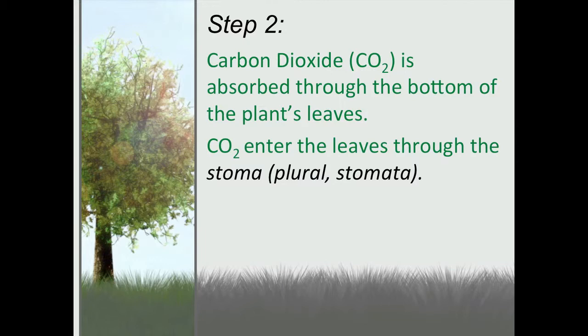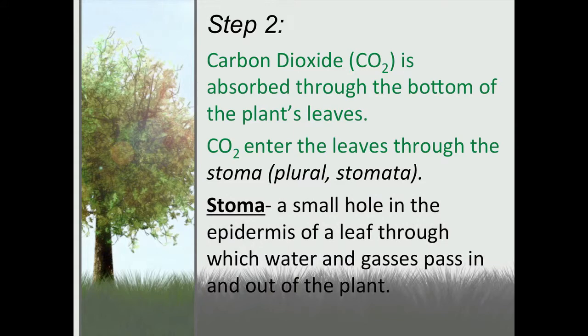Again, it seems like it's getting complicated, but it's not. Stoma is just a small hole located on the bottom of leaves. If we're talking about more than one stoma, it's called stomata. That's the plural form. It's millions and millions of these small holes called stomata that let in carbon dioxide. Now, they also let out water. We're going to talk about this, called transpiration, later at the end of this lesson.